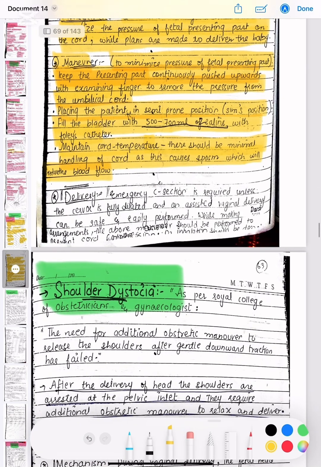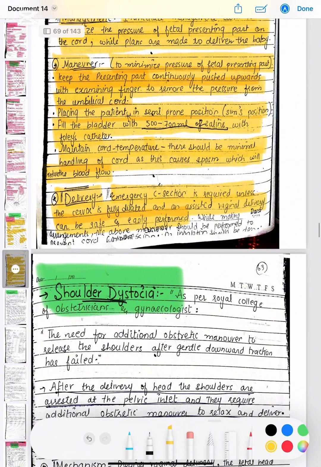Now, delivery is done by emergency C-section unless the cervix is fully dilated and assisted vaginal delivery can be safely and easily performed. While making arrangements, the above maneuvers should be performed to prevent cord compression, and inhalation of oxygen should be given.